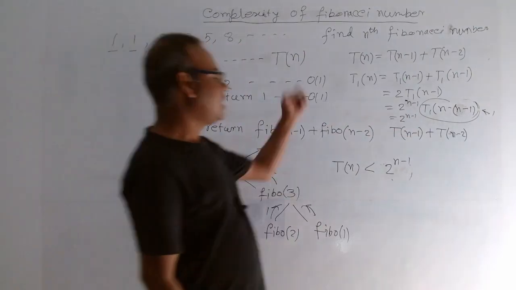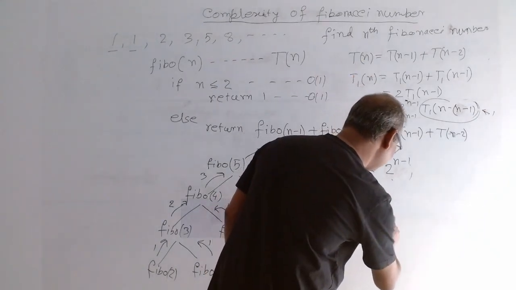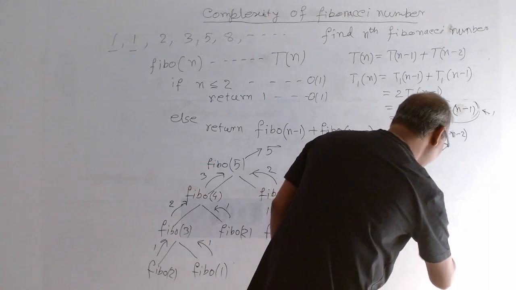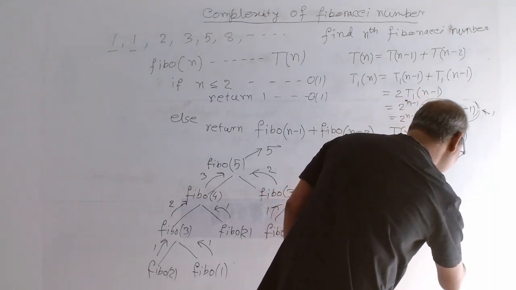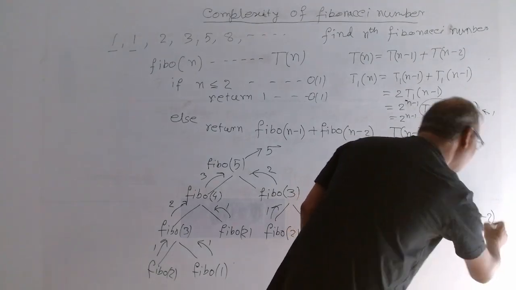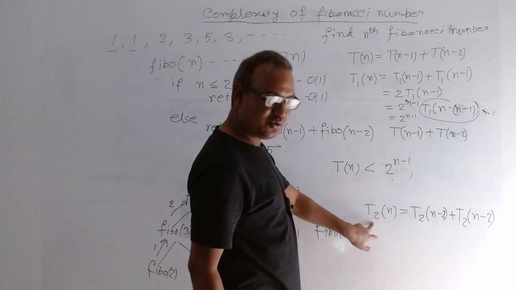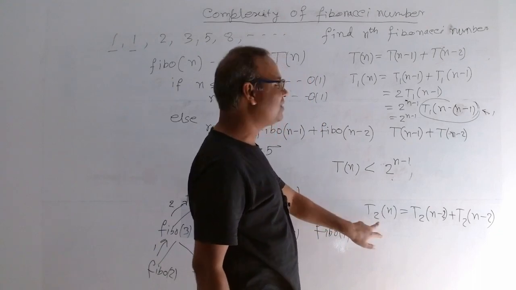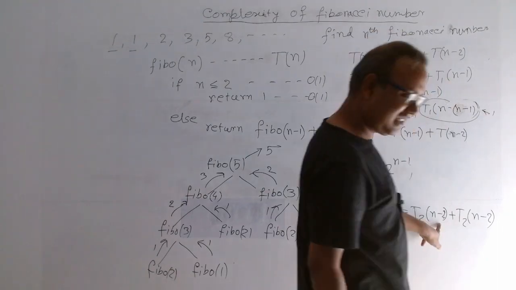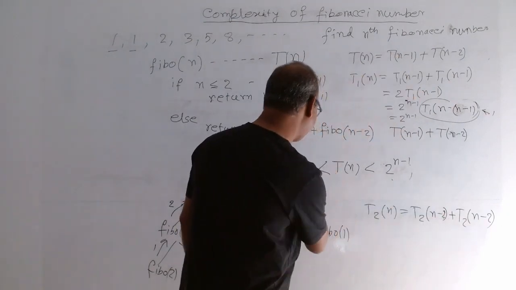Now similarly, if I make one more function, let's say T2(n) equal to T2(n-2) plus T2(n-2), and compare this with the complexity of the Fibonacci sequence. This T2(n) is less than Fibonacci because both the terms are smaller. T(n-1) is replaced by T(n-2), so this is a smaller term. So the right side is smaller, so this is basically T2(n).